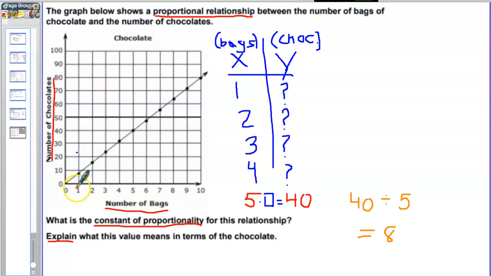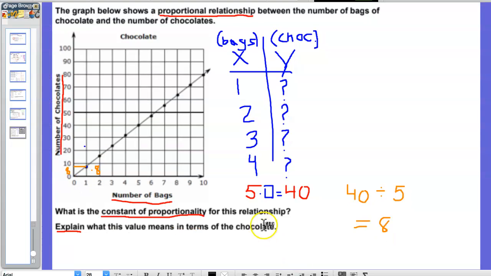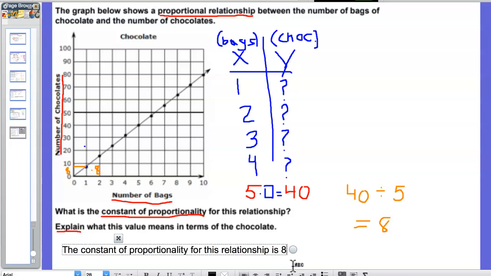Okay, that means for every 1 bag of chocolates, I multiply by 8, and that gives me the equivalent number of chocolates. So every 1 bag, there are 8 chocolates. So we were close with our estimation of 7, 8, or 9, but now we are 100% sure. So let's answer our question in complete sentences. The constant of proportionality for this relationship is 8, period.